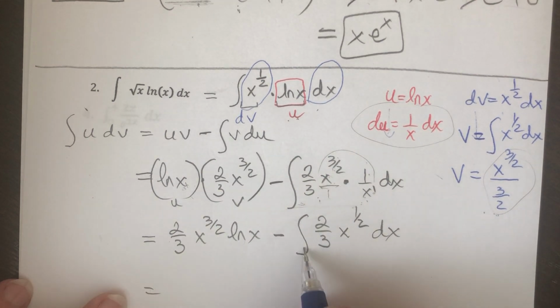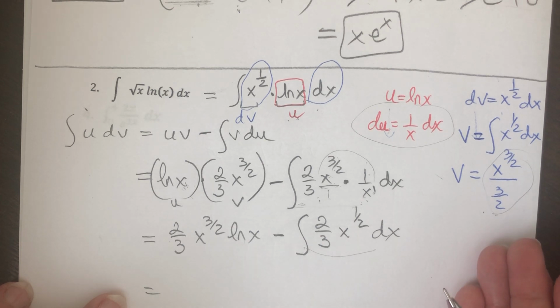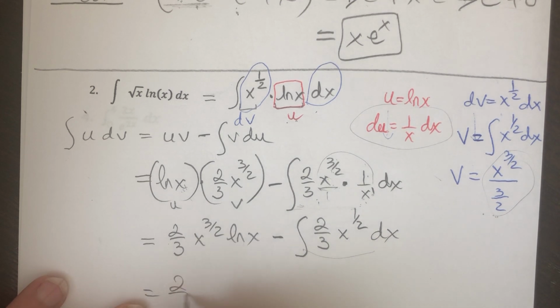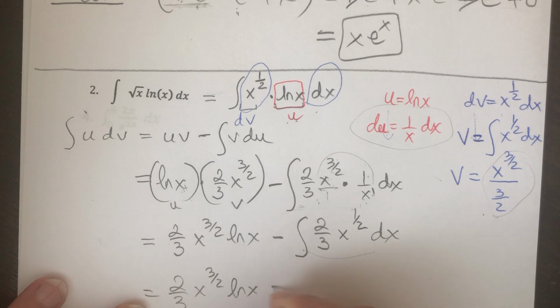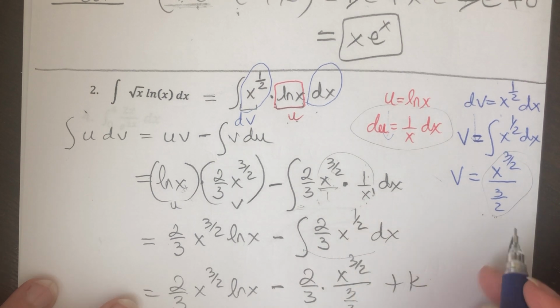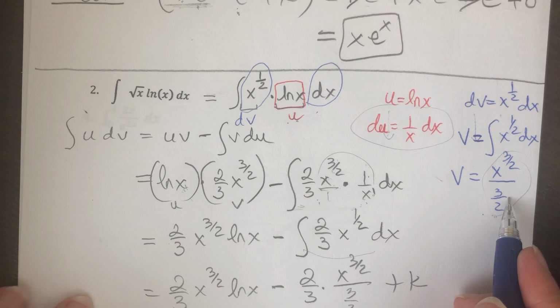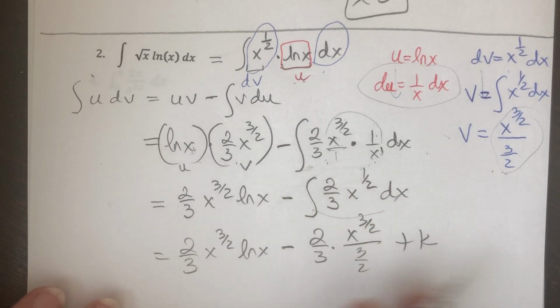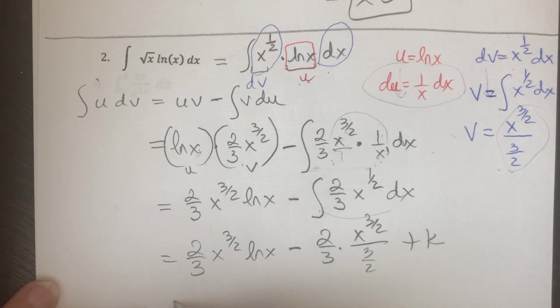So is this second integral that we still have to finish off something that we know how to do? Yes, it's not a product anymore, right? It's just one term. So the answer is 2/3 x to the 3/2 times ln x minus 2/3 times x to the 3/2 again times 3/2. And now you're welcome to throw in the plus k. We could have kept it along the way, but we don't want to do that. We just want to keep things simple. Throw the constant in at the very end.